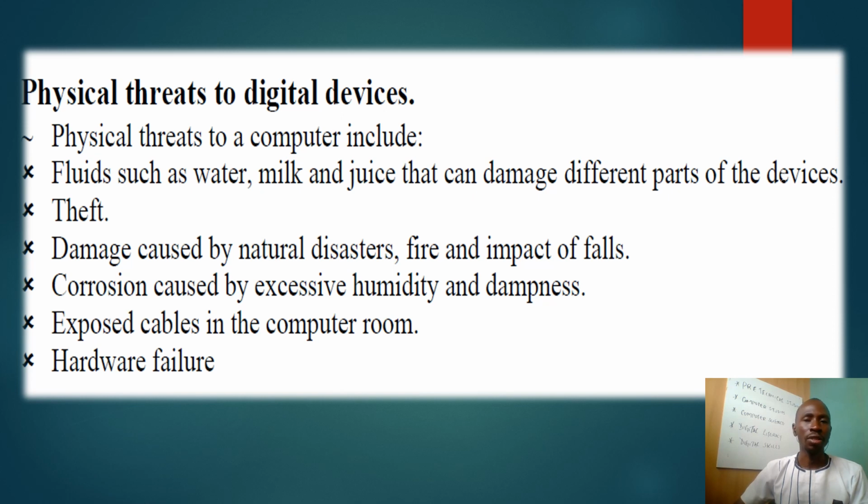Now, let's look at physical threats to digital devices. Physical threats to a computer may include, number one, fluids such as water, milk, juice. They damage parts of a computer that are metallic or even electronic components. If a fluid falls on a moving part or a metallic part, it starts to rust. If it moves on an electronic component, it short circuits it so that it may blow parts of the computer.